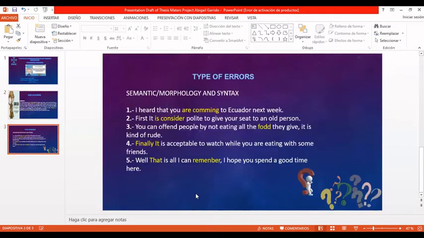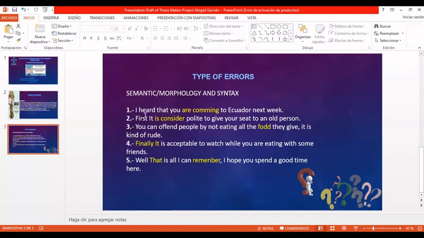In slide number 3, we have the types of errors. In this case, we can find 3 types: semantic, morphology, and syntax. The most common errors students make are based on these types of errors.